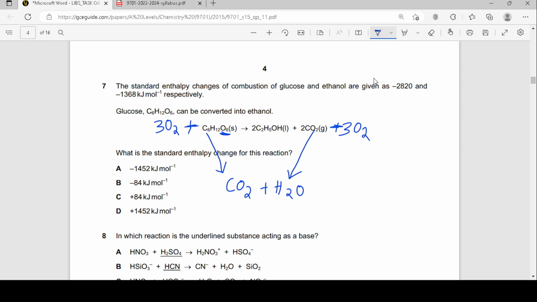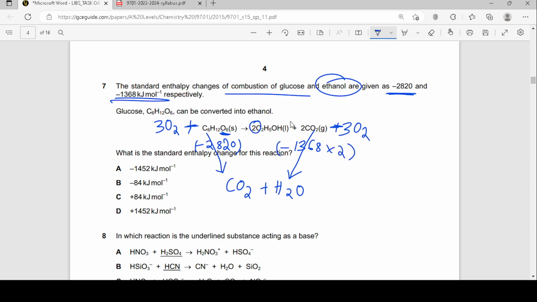It's a good practice, I suppose, in terms of good bookkeeping. So anyways, combustion of glucose is -2820. That means I will write this as -2820. It's just 1 mole of glucose, right? And then combustion of ethanol is -1368, but then we have 2 moles of ethanol in the balanced equation, so I will multiply this by 2.